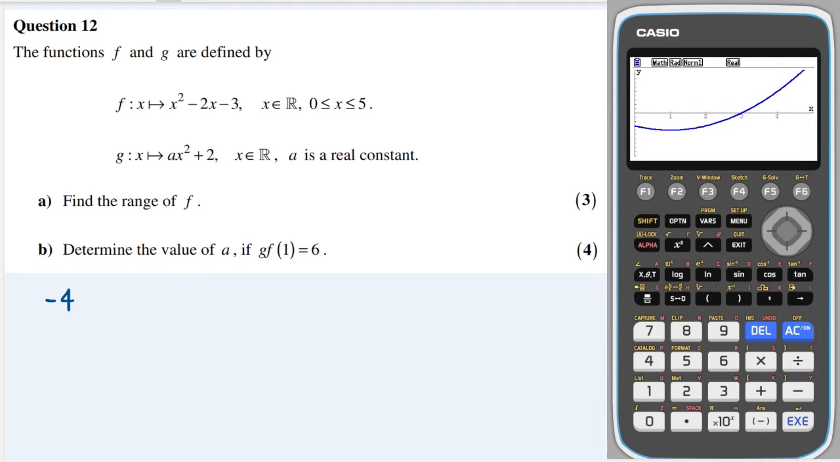And we can see what the highest it will be by going to, again, G-Solve, going to calculate the y value, and that is when the x is equal to 5, so the y is equal to 12. So all from my calculator there, I can see that the range is between minus 4 and 12.